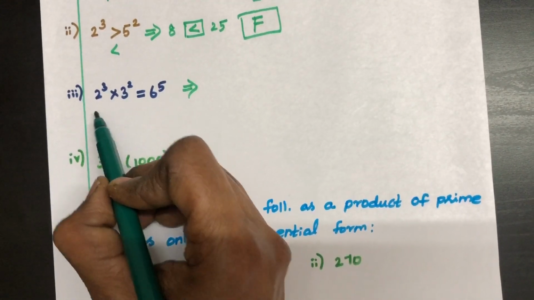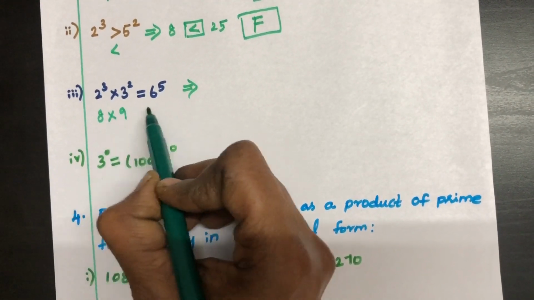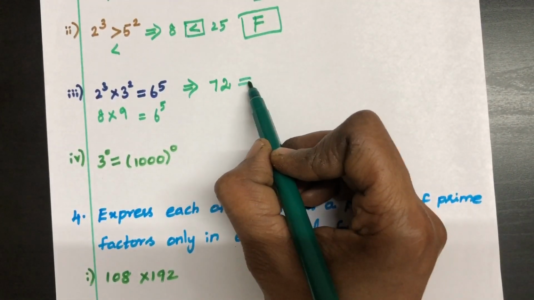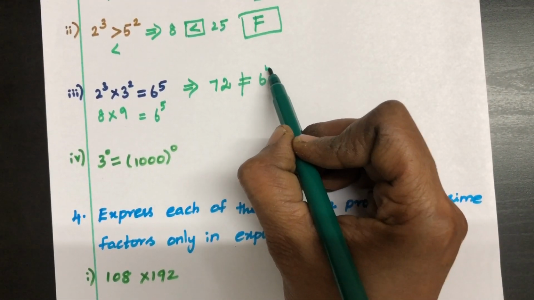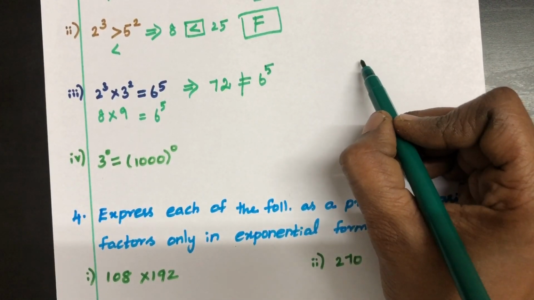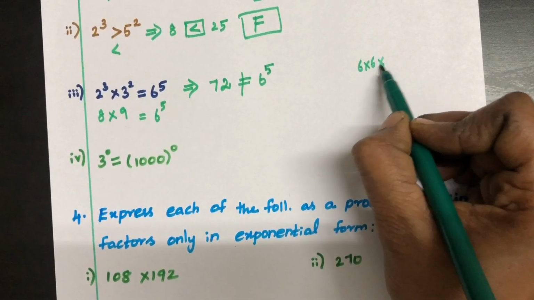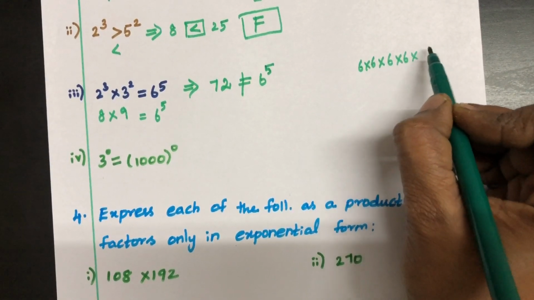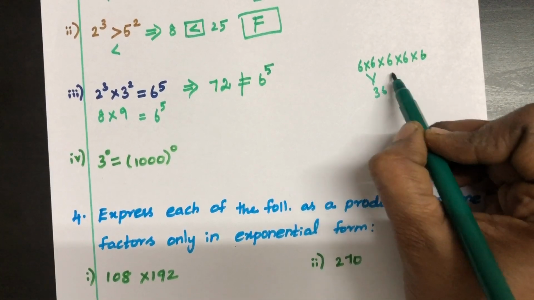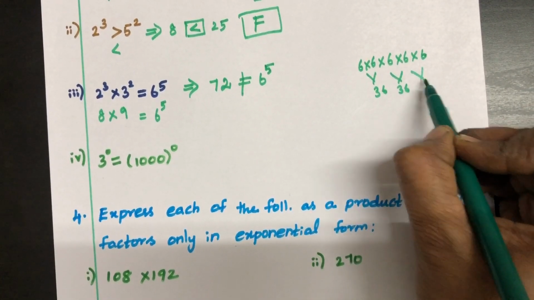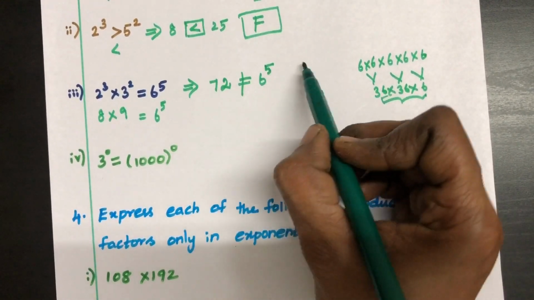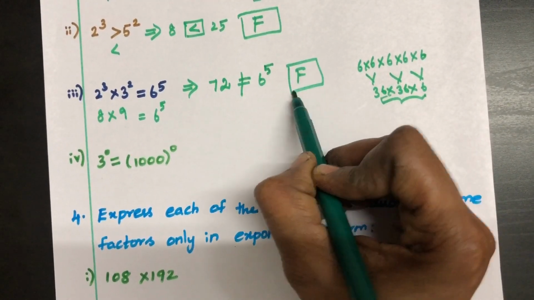We are going to check this. This is 8 into 9. This is 6 power 5. 8 into 9 is 72. And this 72 is not equal to 6 power 5, because 6 power 5 is the bigger number. 6 into 6 is 36. 36 into 6. See how many 6's? 5, 6. So this must be the big number. This gives 36 into 6, obviously a bigger number than 72. So this is also false.